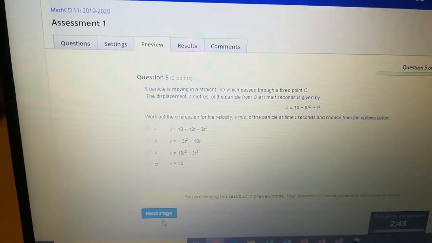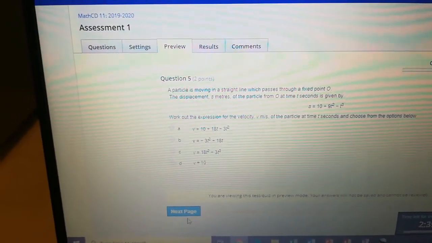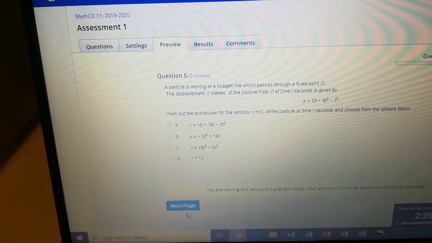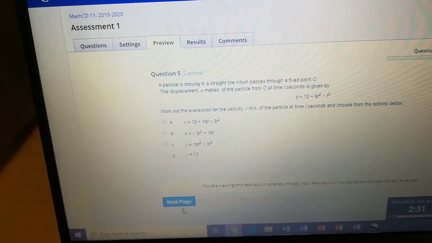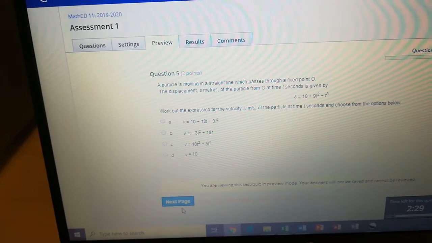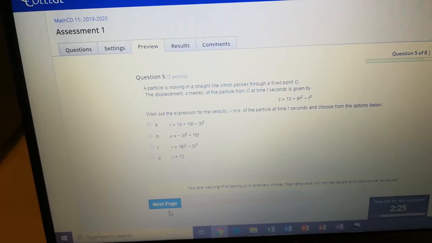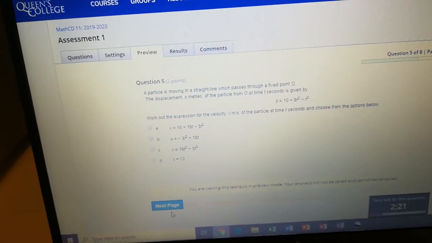Okay, question 5 now. This is about the motion of a particle, and you have to remember that our variables are s for displacement and t for time. We're trying to work out the expression for the velocity, given that the displacement s is equal to 10 plus 9t squared minus t cubed. So that's the displacement at different times, and we want to figure out what the velocity is at different times.